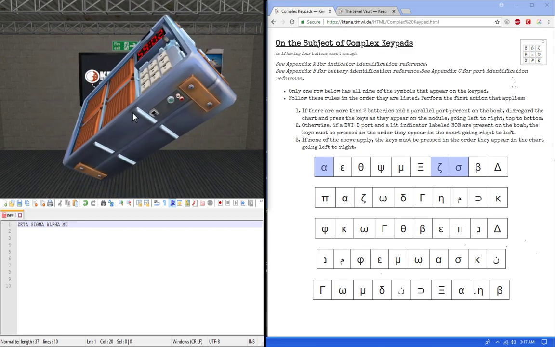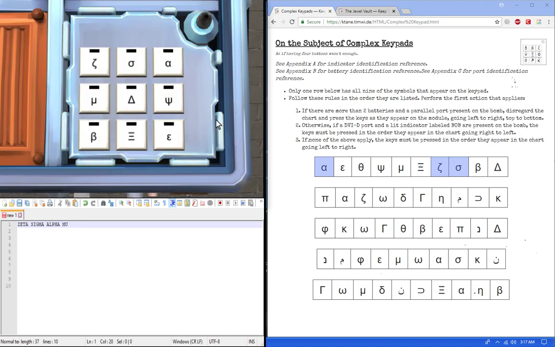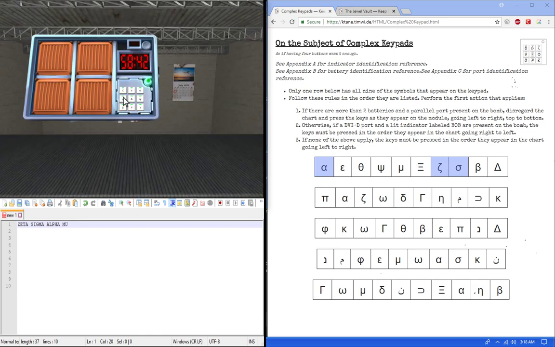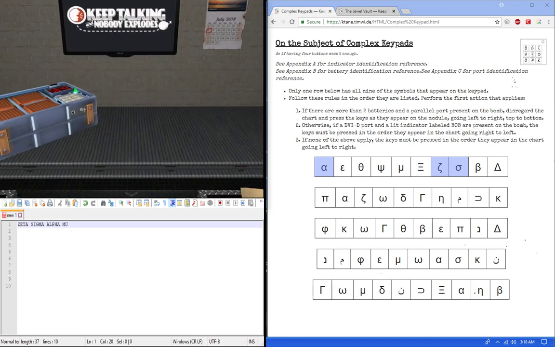1 battery, parallel port, no DVIDs, so we're good. So we're going to go left to right. So we got alpha, epsilon, theta, which is the only thing not there, psi, mu, 3-line, zeta, sigma, beta, triangle. See how easy that is? Pretty easy.